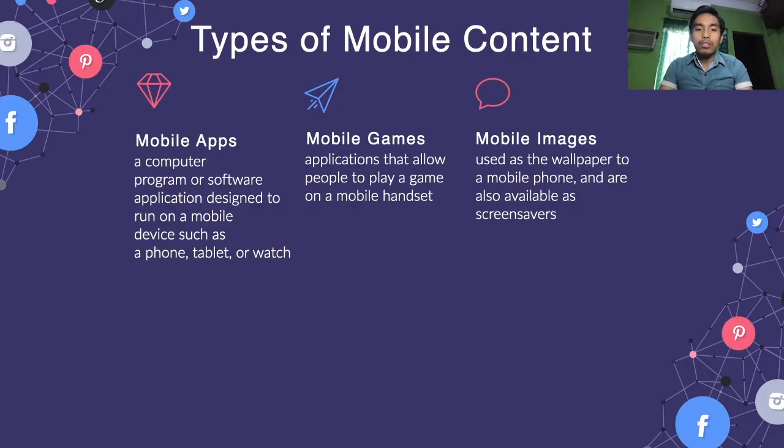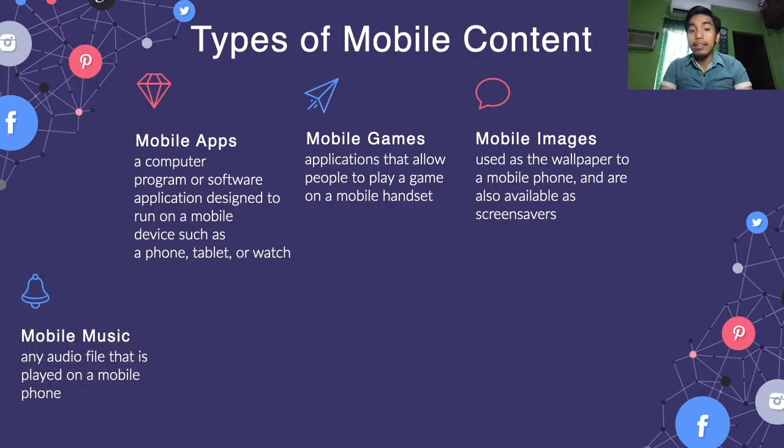Another type of mobile content are the images. So these are used as probably wallpapers for your mobile phone, and you can even use them as screensavers, or it can even refer to any images that you have taken using your mobile gadgets. Mobile music are any audio file that can be played on your mobile phone. So usual formats would probably be WAV or MP3 or AAF on iPhones. So those are just some examples.